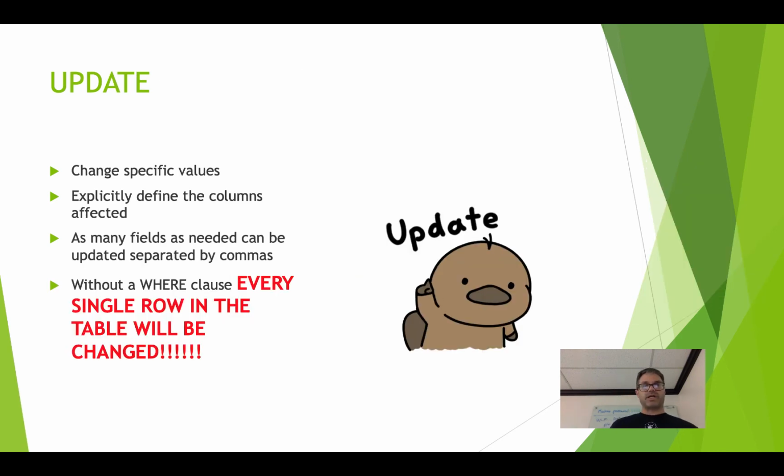Specifically, let's take a look at the update query. When we're using an update statement, we want to change specific values inside a row. Now, we can change as many values in that row as we wish, 1 to n, where n is as many as they have to be. We want to make sure we explicitly define all the columns that are affected as we do that actual update query.